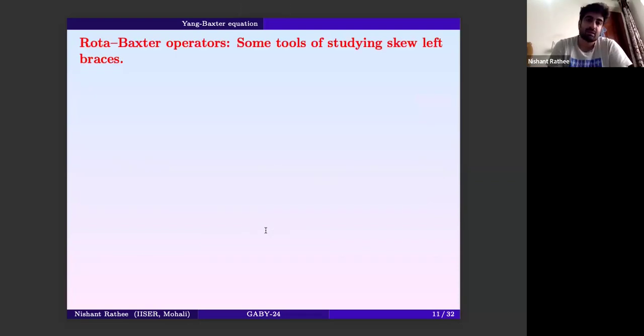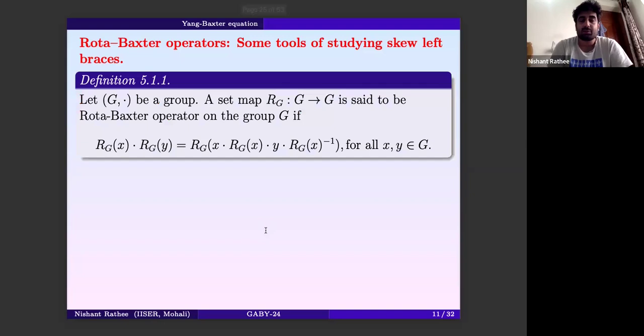So let us define the Rota-Baxter operators, which are tools for studying skew braces. Suppose you have a group G and a set map B from G to G, and it satisfies this weird looking condition: B(x) B(y) equals B(x B(x) y B(x) inverse), where y is conjugated by B(x). Then this operator is called a Rota-Baxter operator. You can see that if G is an abelian group, then it is just a homomorphism.